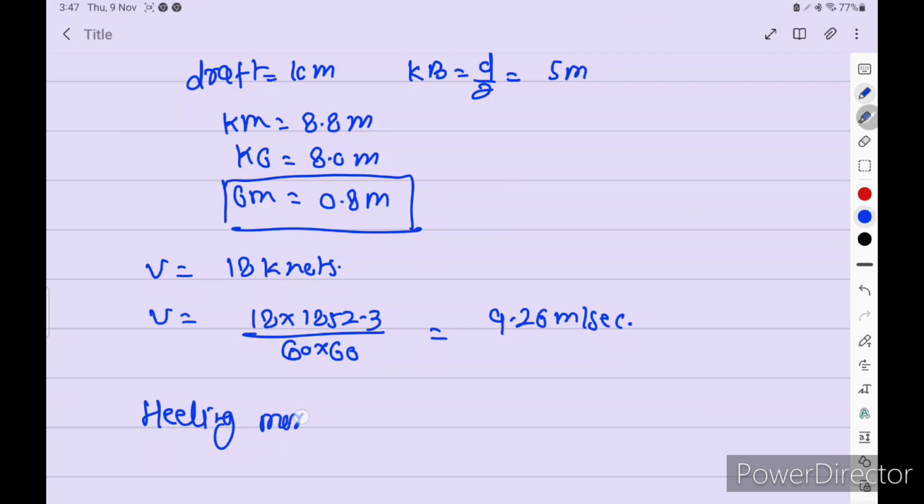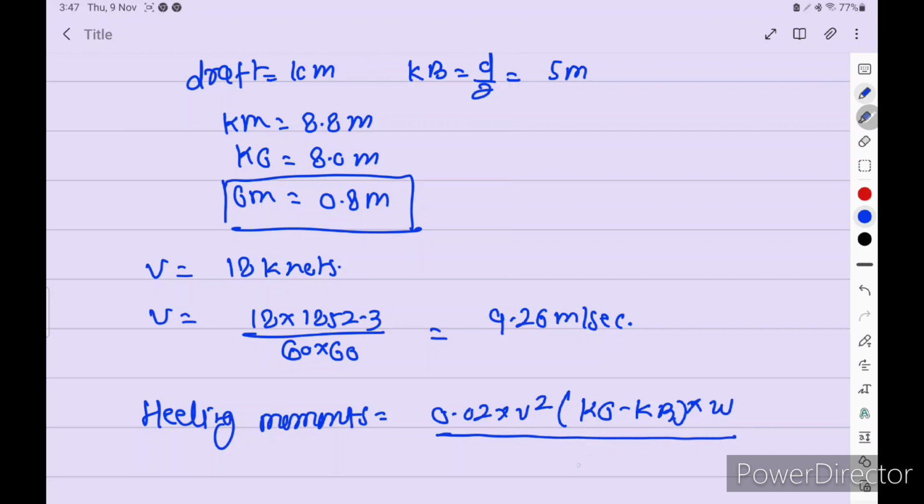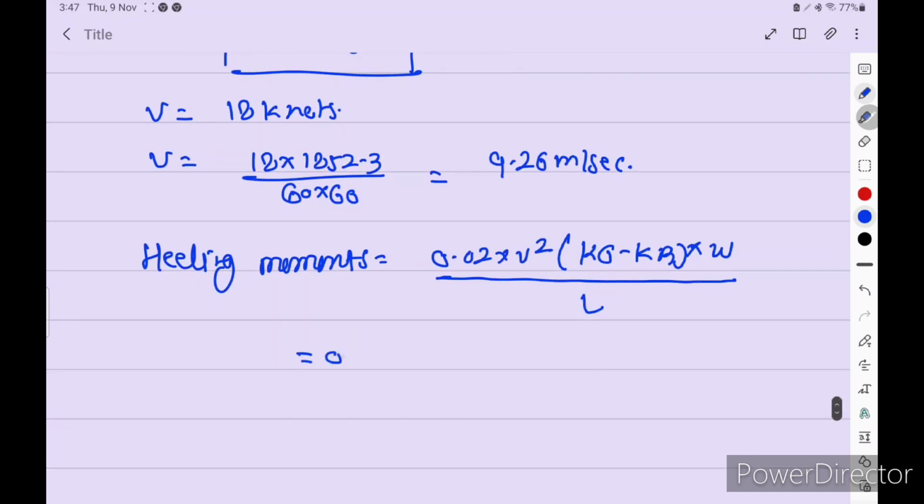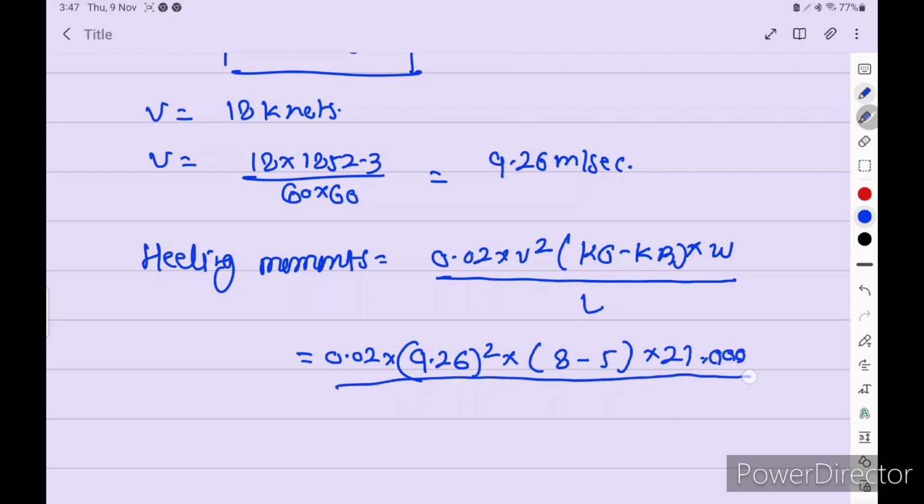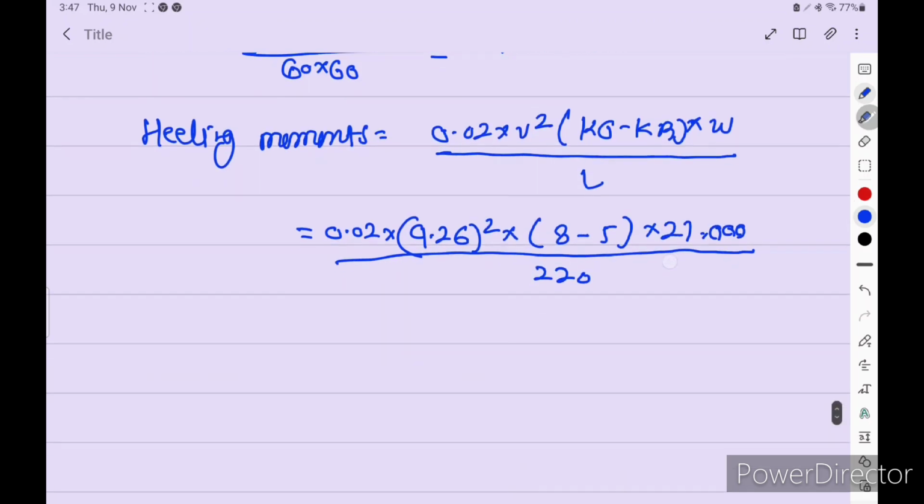Heeling moment is 0.02 into V square into KG minus KB, which is Bg, into displacement divided by length. Put the value: 0.02 into 9.26 square into 8 minus 5 into 21,000 divided by length 220. So heeling moment is equal to 491.0998.